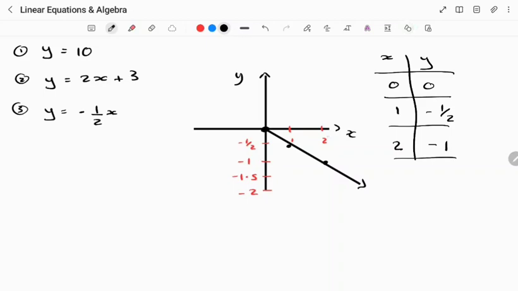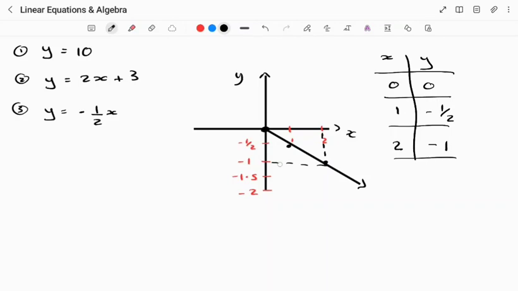So for every x value, there's going to be a corresponding y value. And this y value, we can find it in the tabular form or in the graphical form. But it is important that you're able to visualize the graph when you're given these equations.